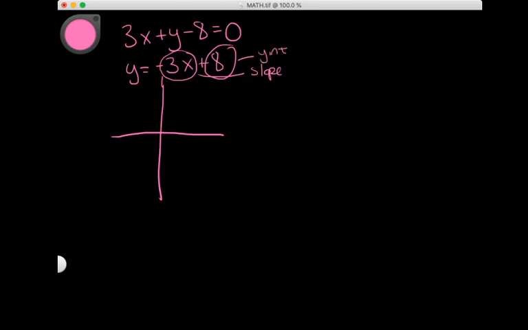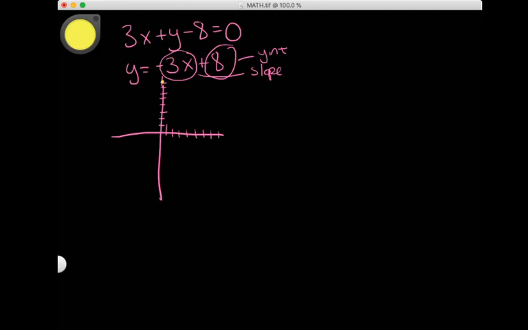So if I were to graph this, 1, 2, 3, 4, 5, 6, 7, 8, that means that my y-intercept is at positive 8. I'm going to do these down here too. I'm going to use a different color to graph it for you, okay? So if my y-intercept is at 8, that means it's crossing the y-axis at positive 8. So 1, 2, 3, 4, 5, 6, 7, 8 right here, where I'm drawing the yellow dot.